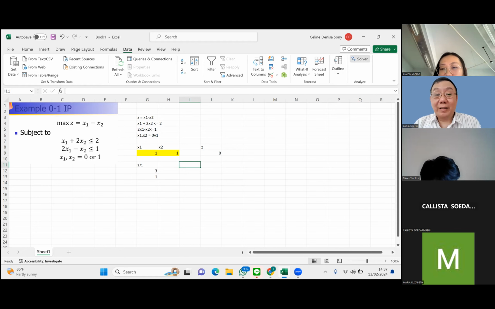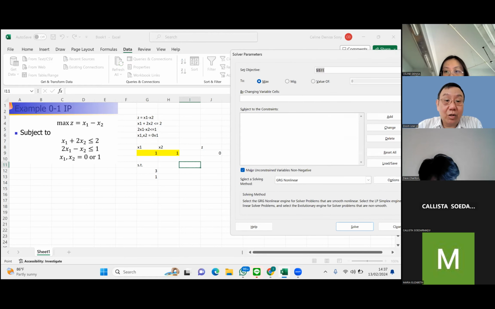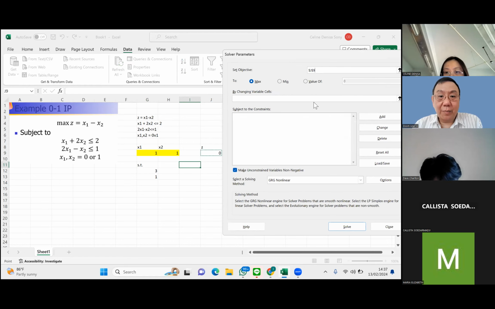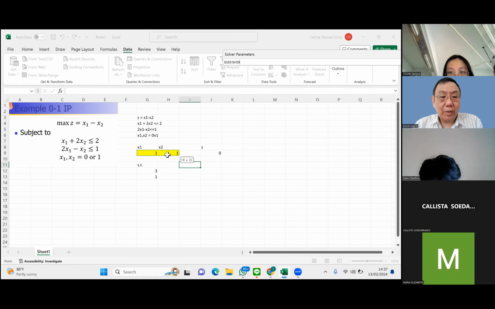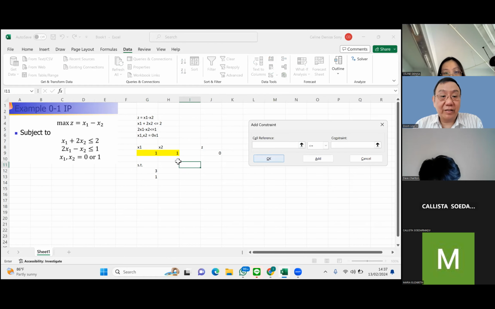Good. So the objective is to maximize your Z. Z is J9. And then changing variable cells, that is the two yellow ones. Okay, and then the first constraint, the left hand side, G12 in your case. This G12 one must be less than 2.